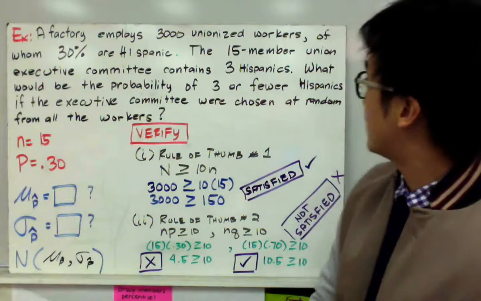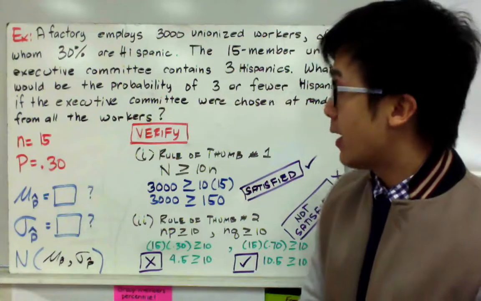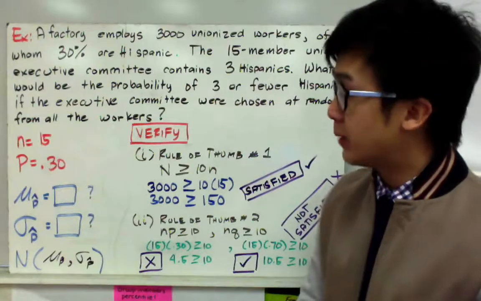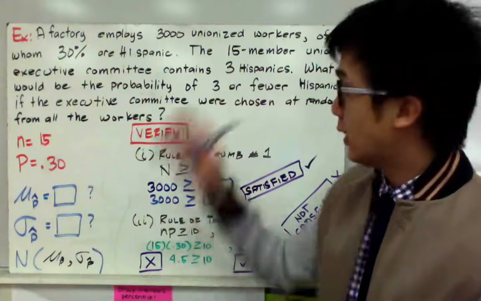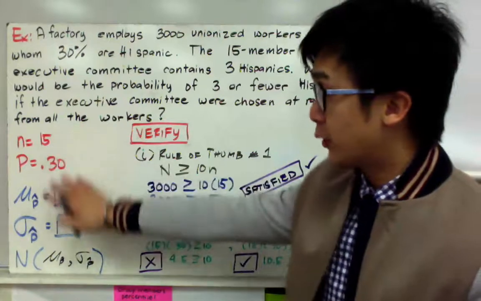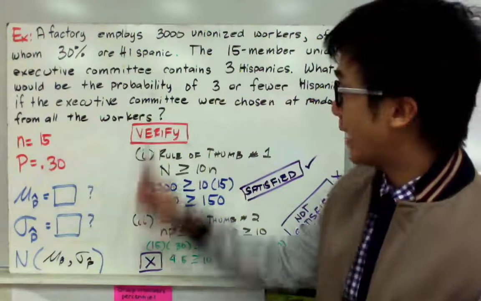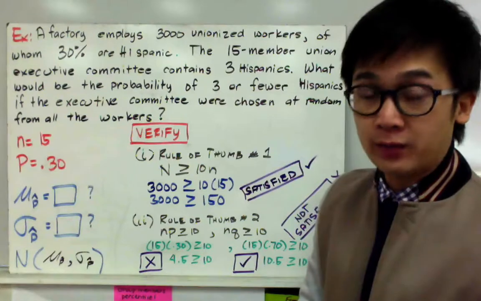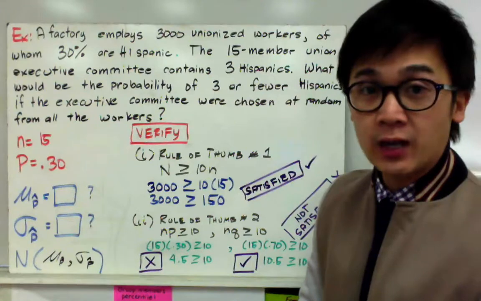Now to answer the question of what the probability of 3 or fewer Hispanics in that committee will be, we need to use the normal distribution and find its probability by finding the mean and the standard deviation of our sampling distribution. Before we use the formula and perform the probability procedure, we need to verify the rules of thumb first because we don't want to waste our effort only to find out that we cannot rely on our result because it did not satisfy the rules of thumb.